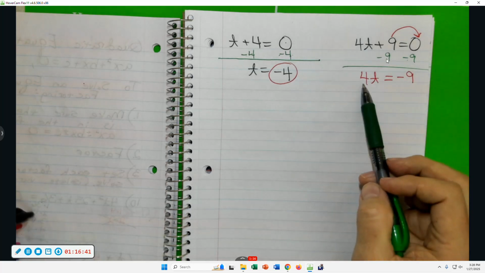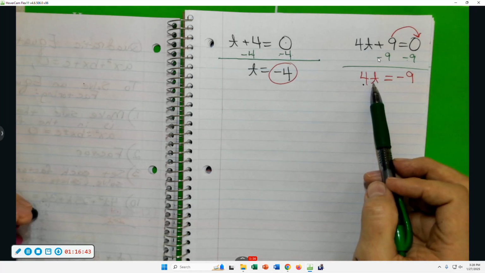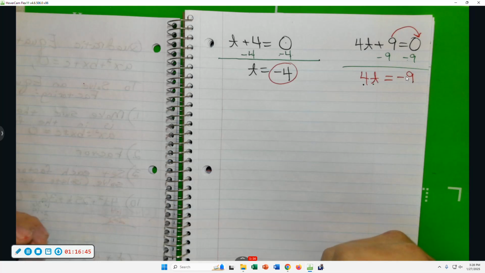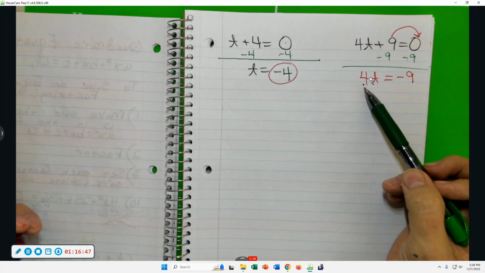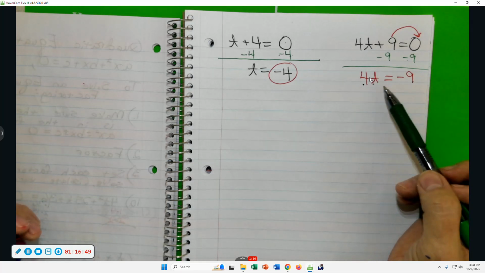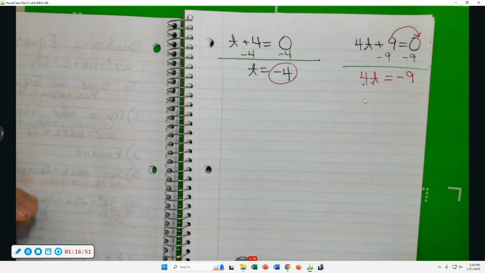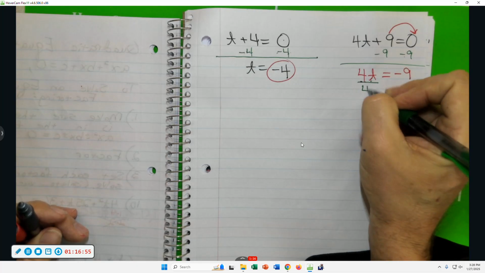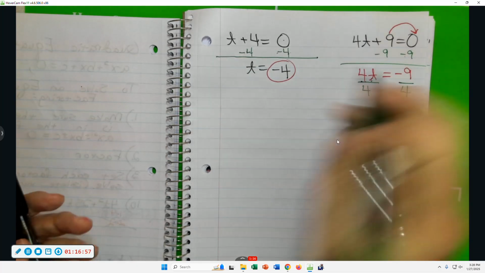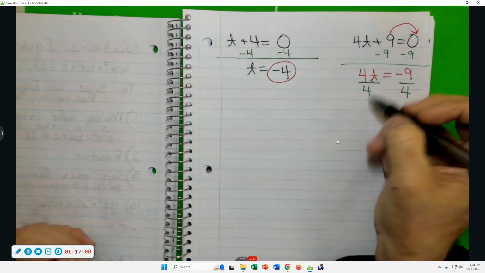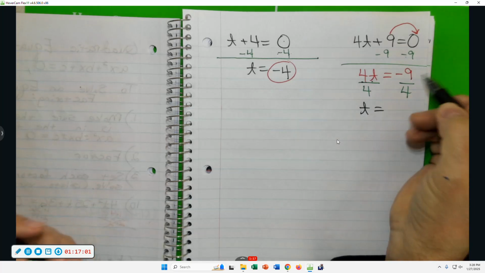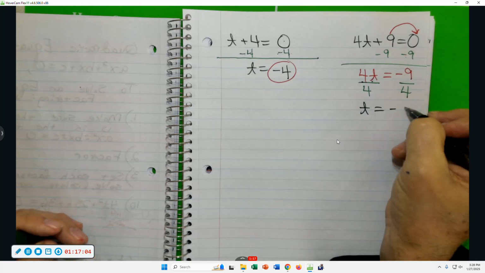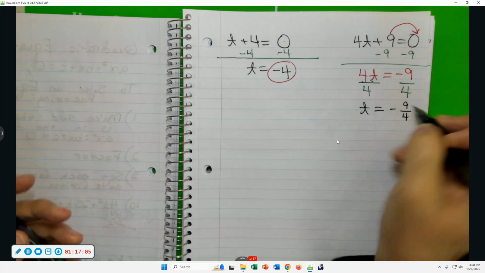So we know that 4 times t has to equal negative 9. What operation undoes multiplication? We just want a t. We don't want that 4 in front of it. We divide, so we'll divide by 4. This is called solving a linear equation. You did it at some point in your life because you're in this class, okay?